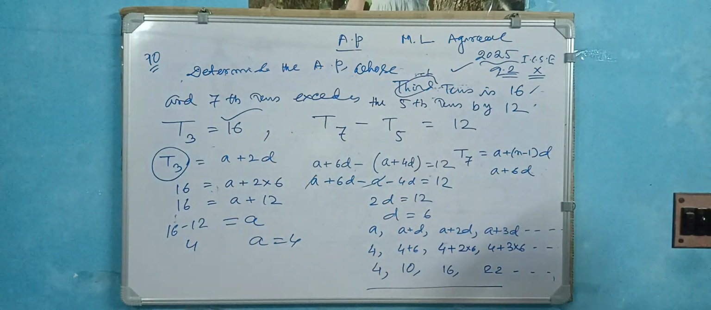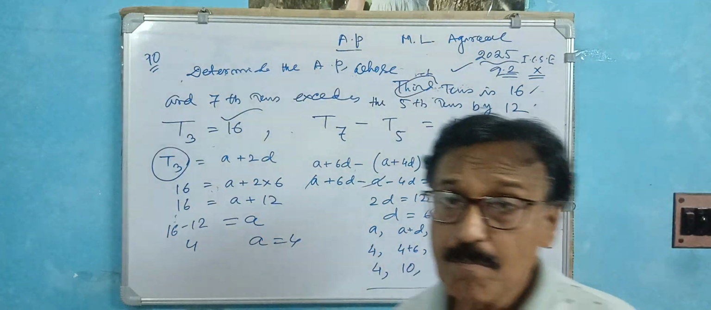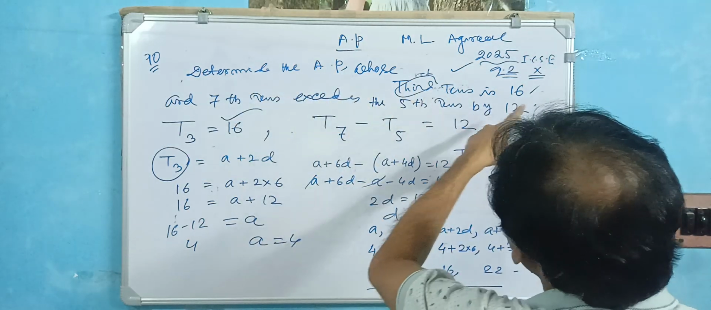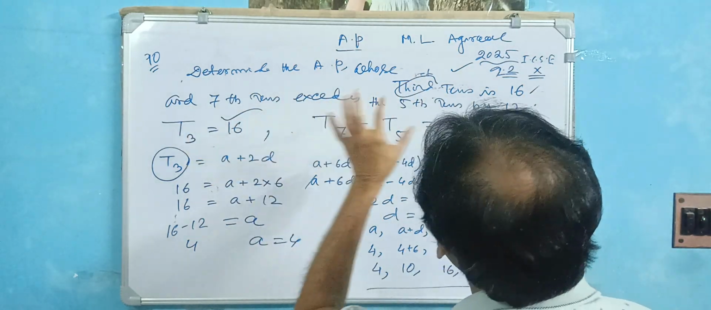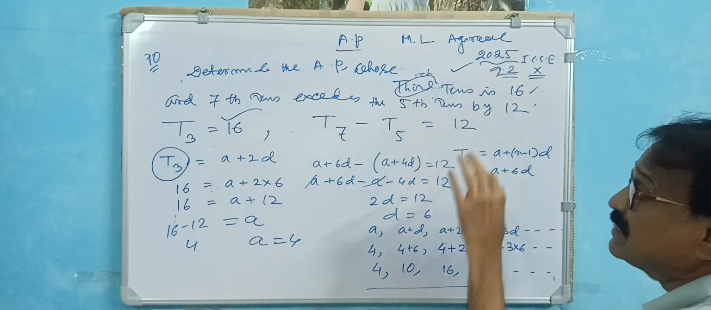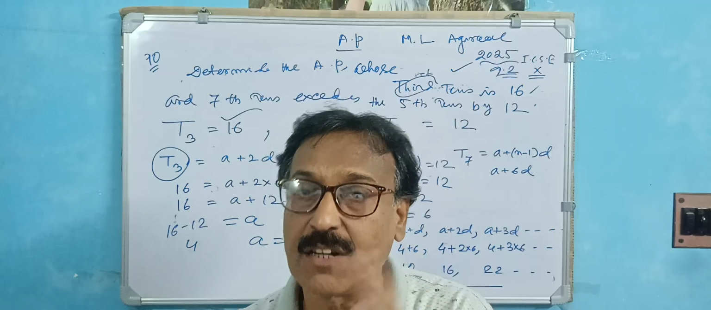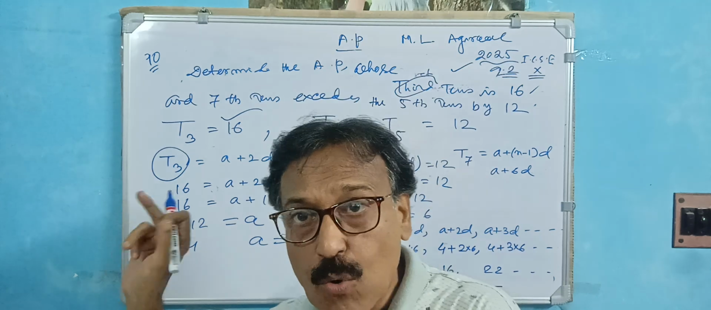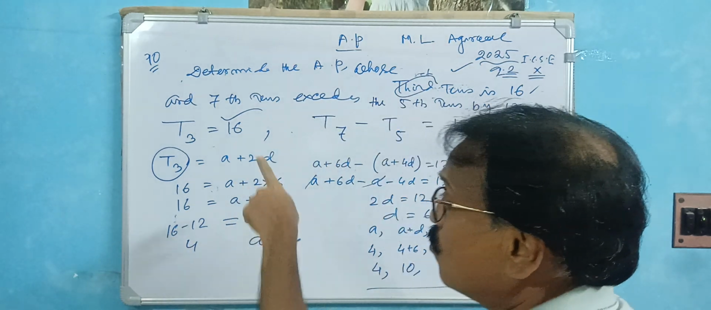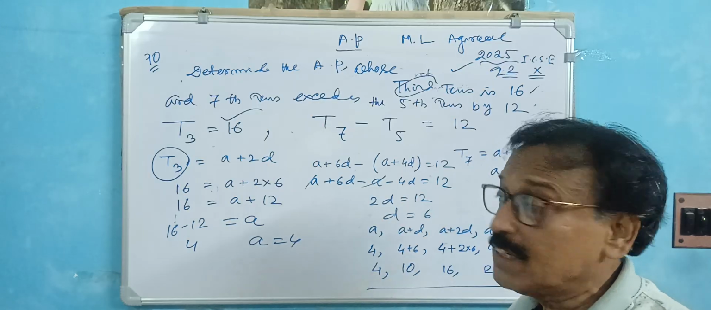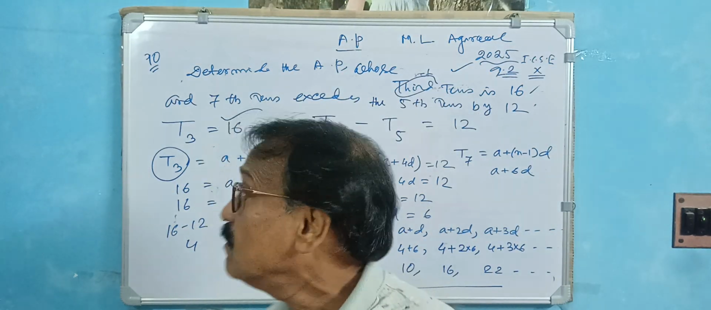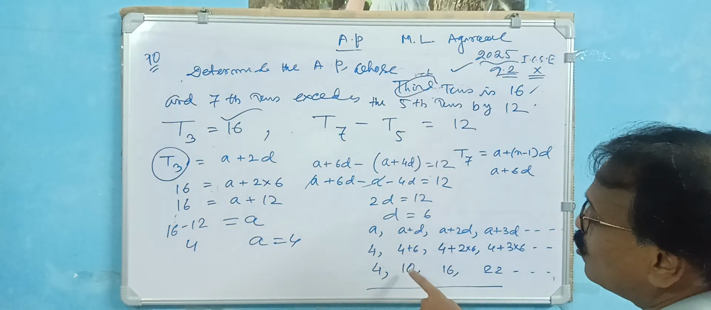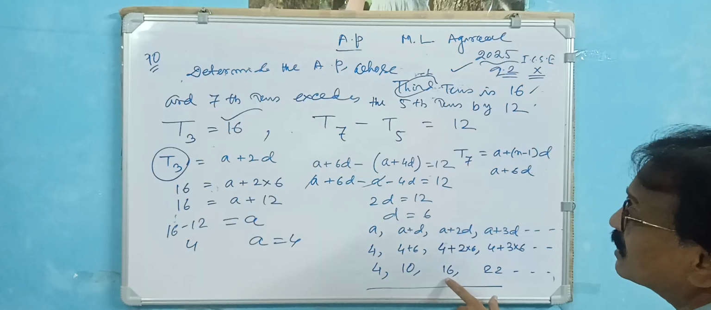This is a very important, very good sum. Clear? Determine the AP whose third term is 16. 16 is the value of the third term. T3 is 16. What is the term number of the 16? 3, third term. But what is the value of the third term? This is 16. Value of the first term is 4, value of the second term is 10, value of the third term is 16.